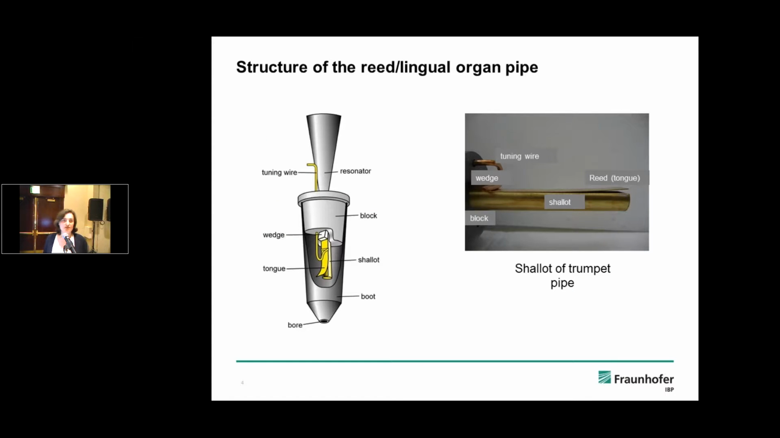Just to remember how the structure of a reed or lingual organ pipe is. There is a tongue which is responsible for the sound generation. This tongue is mounted on the so-called shallot. The shallot is something like a tube with an open side. Here there is a boot, and the pipe has also a resonator.